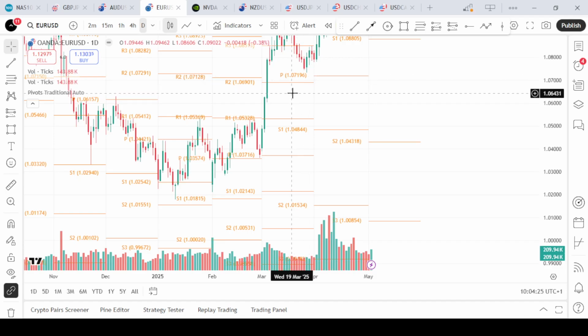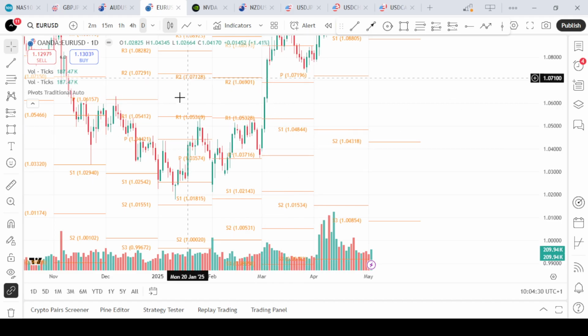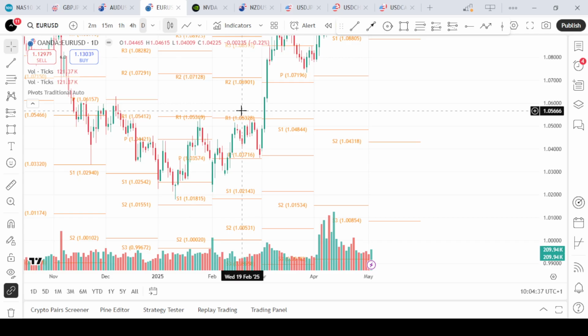You can also make sure you are seeing at least the first level of support, which is your S1, and the first level of resistance, which is your R1. So we can see your S1 here and we can see our R1 here.